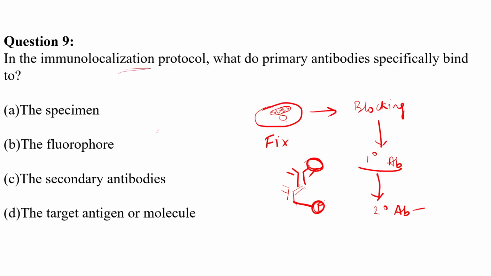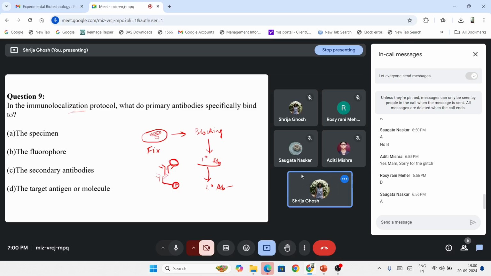Primary antibody is always specific to the target molecule or target antigen. If we are targeting a protein, it would be specific to that protein. If we are targeting an organelle, it would be specific for that organelle, and so on. And the secondary antibody will be specific to the primary antibody. Okay, is this clear?